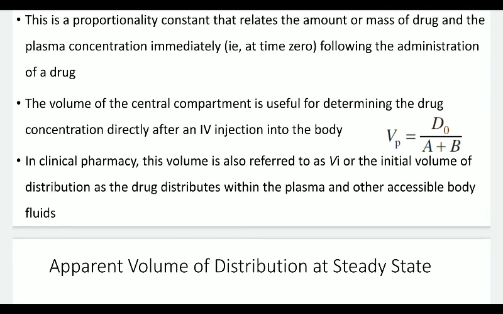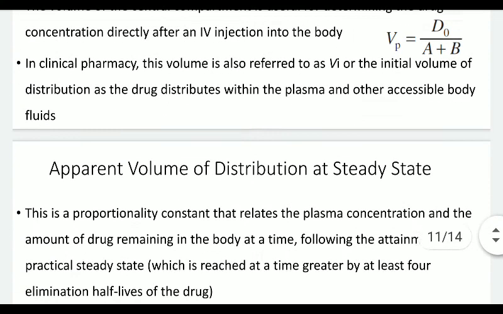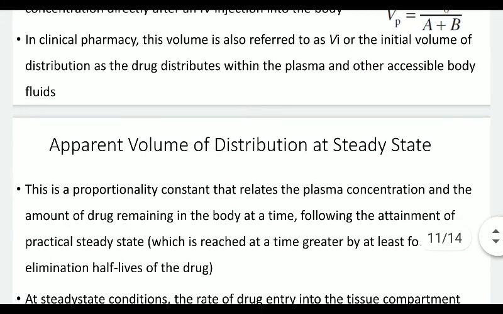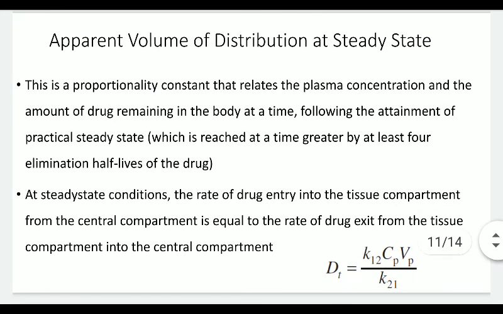In clinical pharmacy, this volume is also referred to as Vi, or the initial volume of distribution, as the drug distributes within the plasma and other accessible body fluids. Next is apparent volume of distribution at steady state.